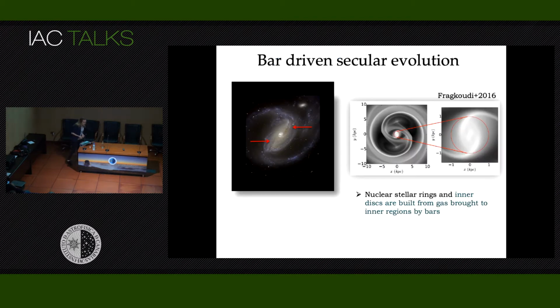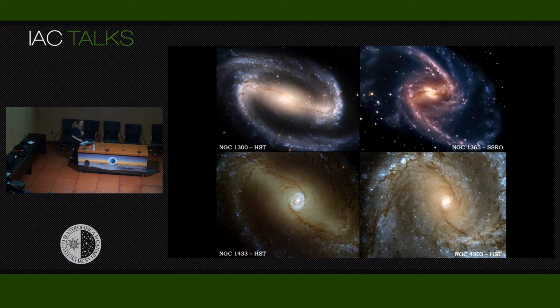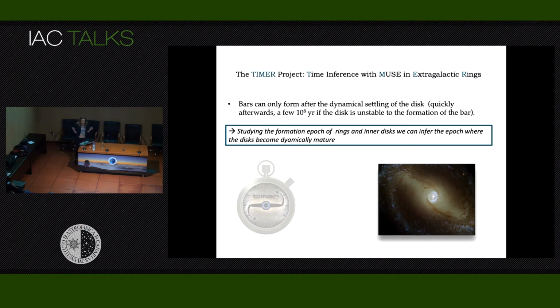So bars produce these tangential forces that make the gas cool and fall down to the center through these dust lanes. And there, the gas can form inner disks and inner rings as well, depending on the position of the resonances of the bar. So what we want is to study these inner features, inner rings and inner disks, that in principle can only form when the bar is already formed. That is, they can only form when the disk is dynamically cold and mature.